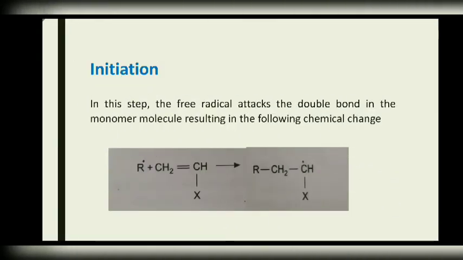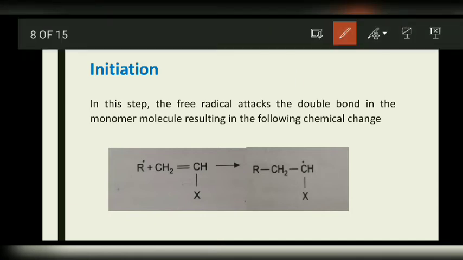Then these free radicals are used up to initiate the chain. So that step is known as initiation. In this step, the free radical obtained from the initiator attacks the double bond in the monomer molecule. See here, this free radical attacks the double bond.